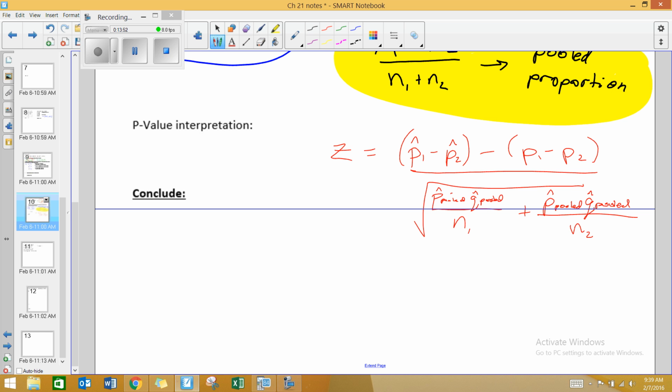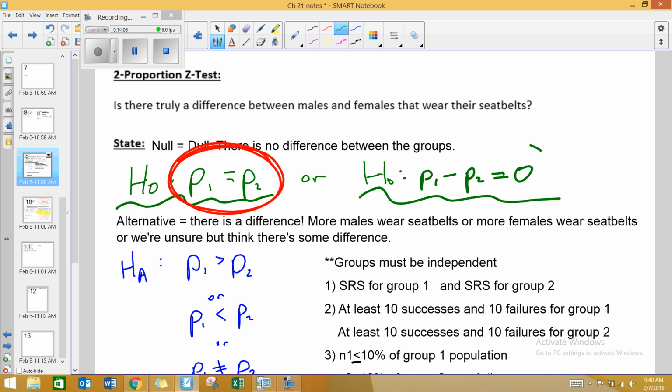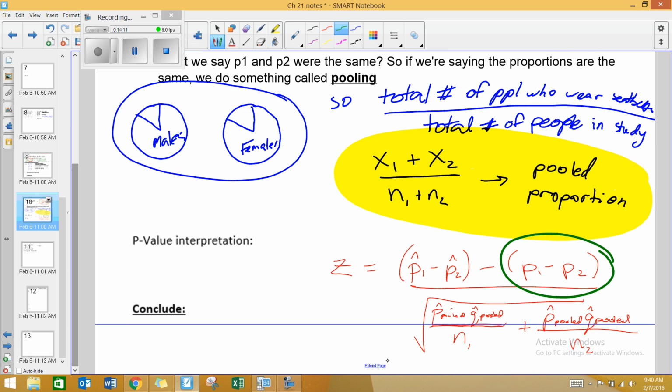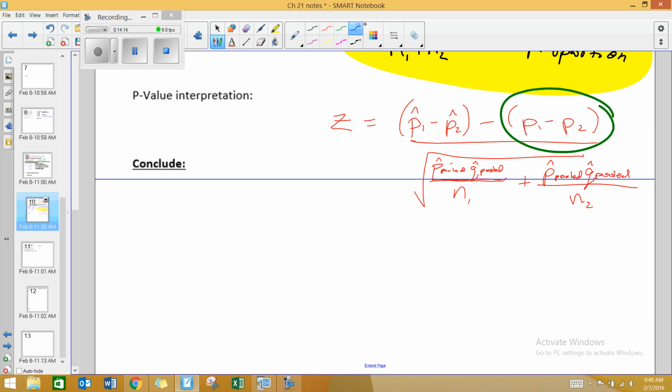Okay. And so the only other thing we need to look at with this formula is this value up here. I said that P1 minus P2 in my null hypothesis was 0. So when all is said and done, the only thing we're actually calculating for a z, for a test statistic, is P hat for the first group minus P hat for the second group, minus 0, well, I don't have to include that. That's just 0.